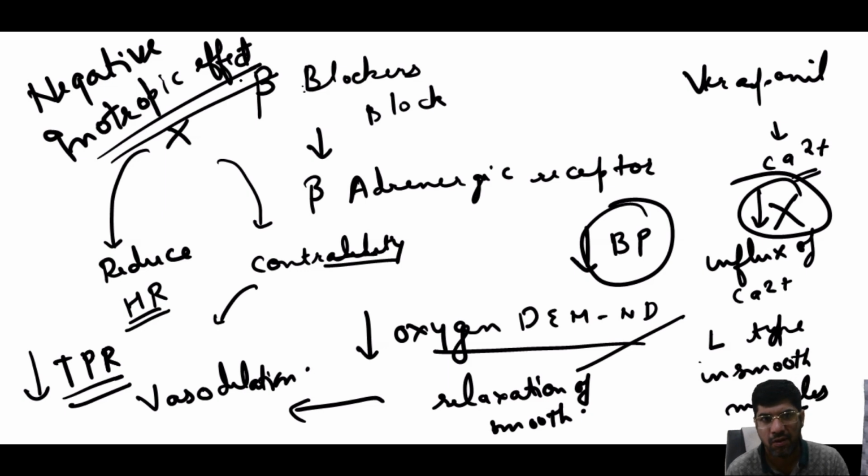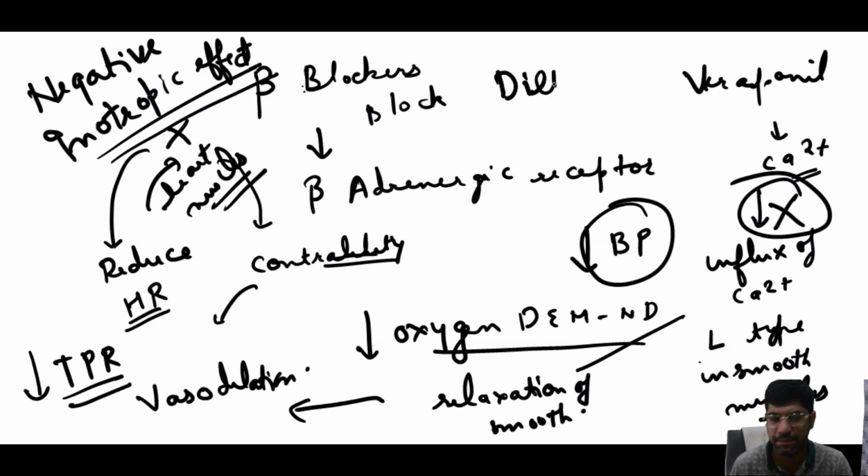So by dilating the coronary arteries, verapamil increases the coronary blood flow that can improve the oxygen delivery to the heart muscles. So verapamil can worsen pre-existing conducting defect and should be avoided in patients with second or third degree AV block.